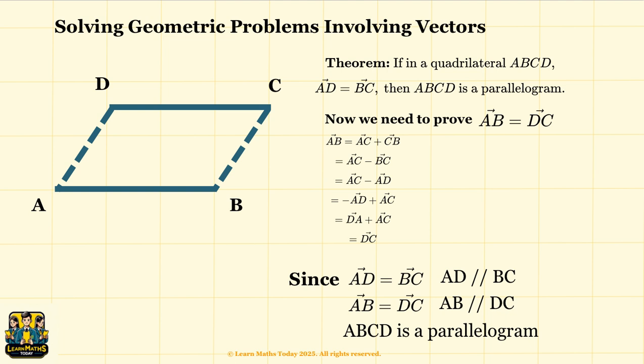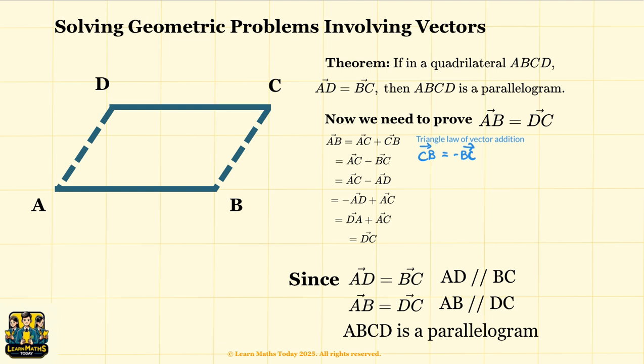We know that vector AB equals vector AC plus vector CB. C is the common point here, and we know that AC plus CB will give us AB by the triangle law of addition. Now, we can think of vector CB as the negative of vector BC. So vector AC plus CB, we can write as vector AC minus vector BC.